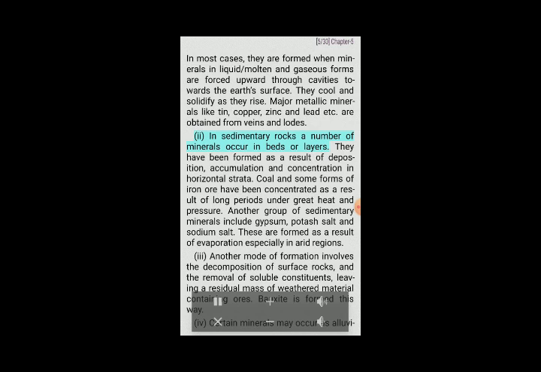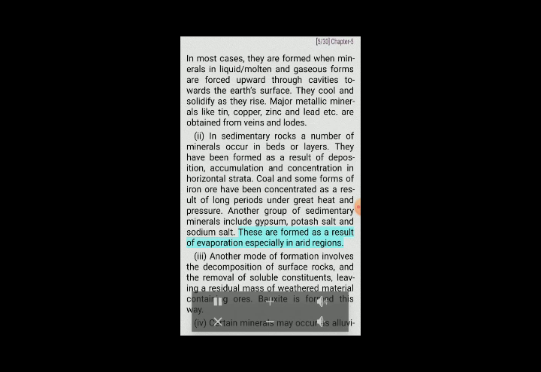In sedimentary rocks a number of minerals occur in beds or layers. They have been formed as a result of deposition, accumulation and concentration in horizontal strata. Coal and some forms of iron ore have been concentrated as a result of long periods under great heat and pressure. Another group of sedimentary minerals include gypsum, potash salt and sodium salt.